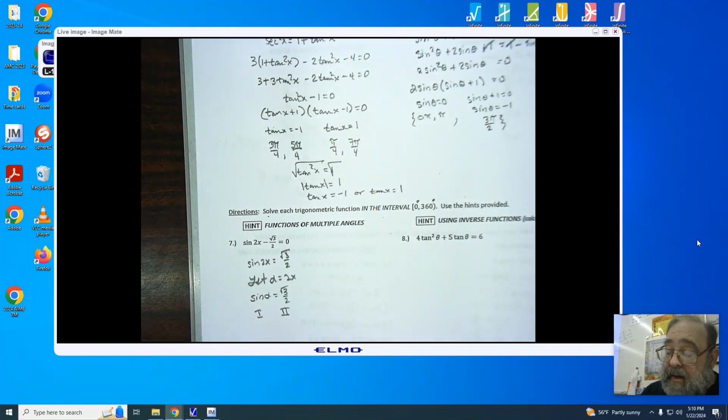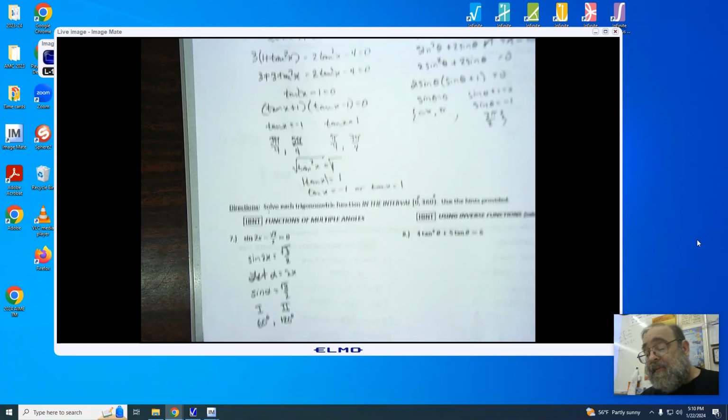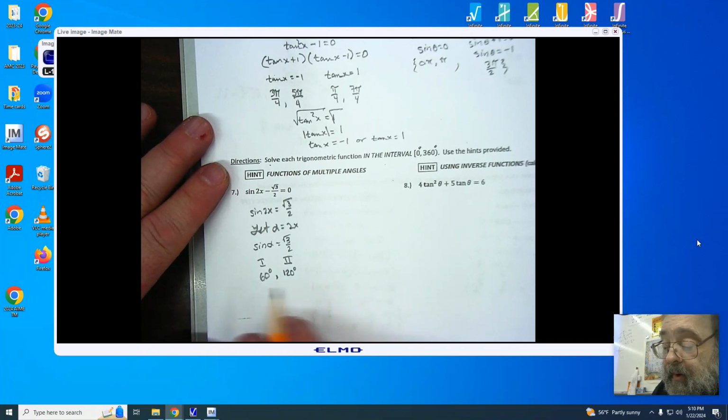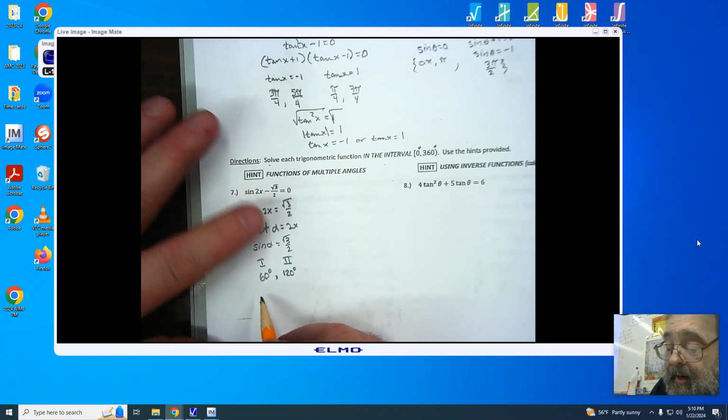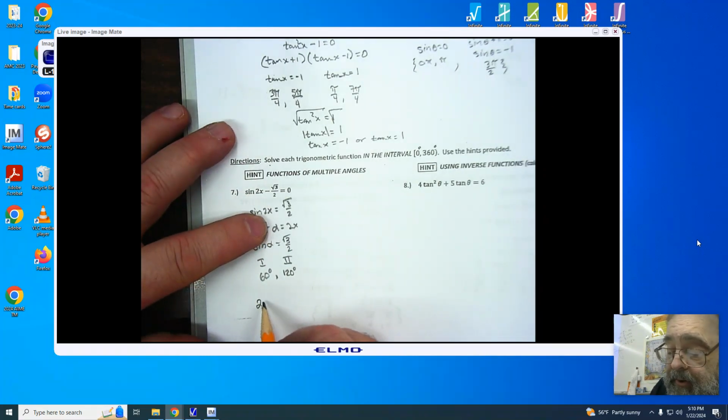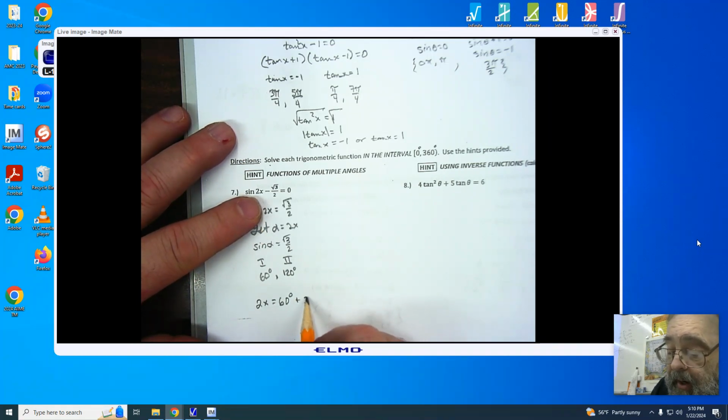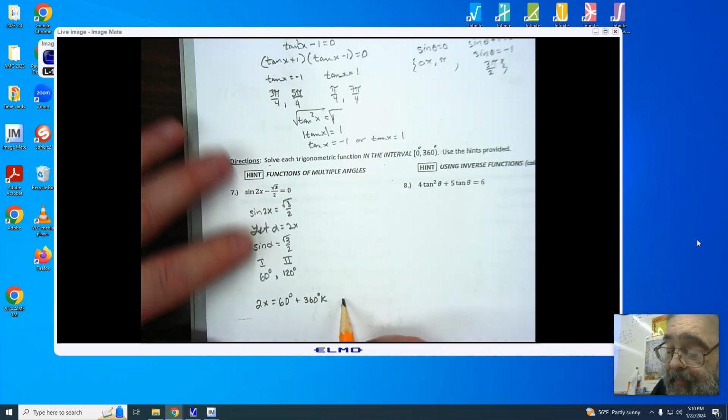The alpha in the first degree giving me root 3 over 2 is a 60-degree angle, and in the second quadrant I'm looking at 180 minus 60 for 120 degrees. Now we're going to have to take these two solutions that we found in terms of alpha and set them in terms of 2x. We have to remember that we're going to add 360 degrees k.